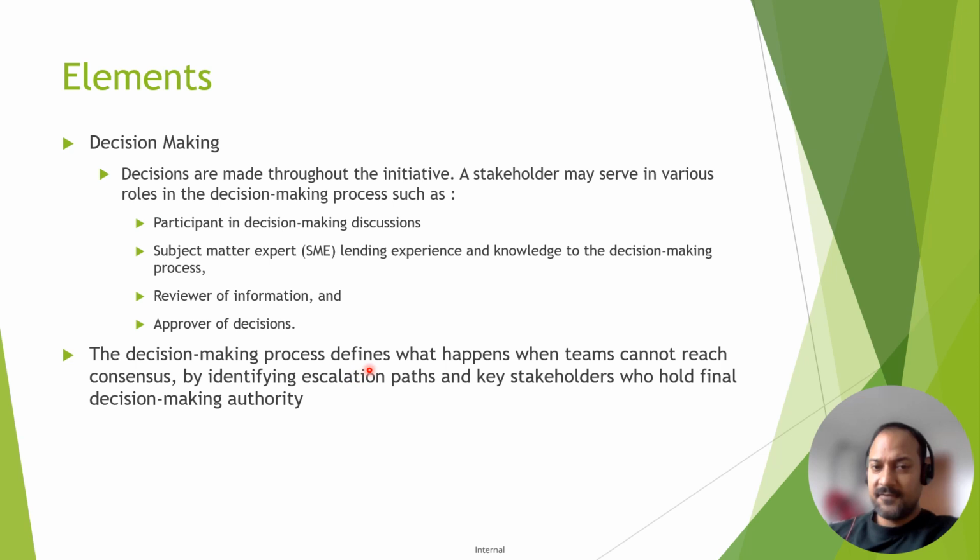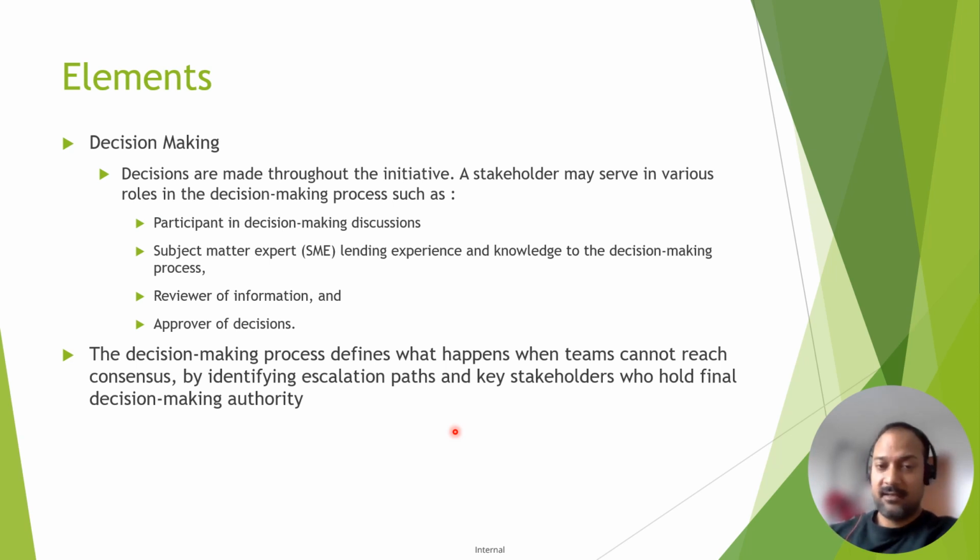The decision-making process defines what happens when teams cannot reach consensus by identifying escalation paths and key stakeholders who hold final decision-making authority. So here, the decision-making process defines what happens when the teams cannot reach consensus. Generally, the business analysts try to secure consensus from all the stakeholders to be on the same page. But if consensus is not reached, or one or two stakeholders are drifting from the consensus, having a different say, in that case, the business analysts try to identify the escalation path.